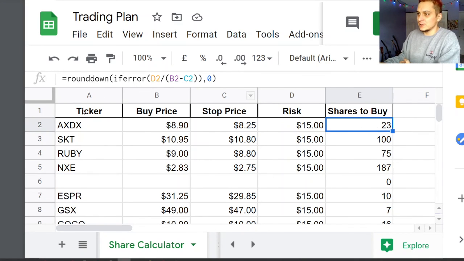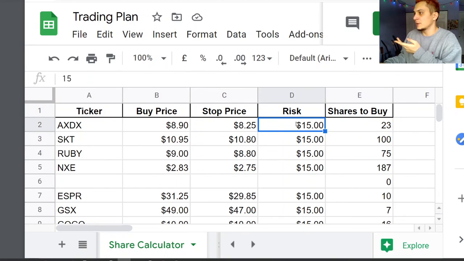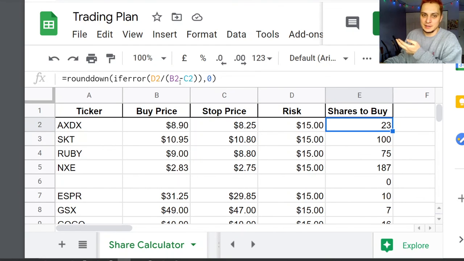If you set it up like this, the ticker, buy price, stop price, and risk, your equation is up here, okay? D2 over B2 minus C2. And if you're keen, you'll notice I swapped the buy price and the sell price to get rid of that negative, because you see this would be my P/L, but that's positive. I'm not using negative numbers in my spreadsheet, so I switched around the buy price and the sell price in my equation to just get rid of that negative.